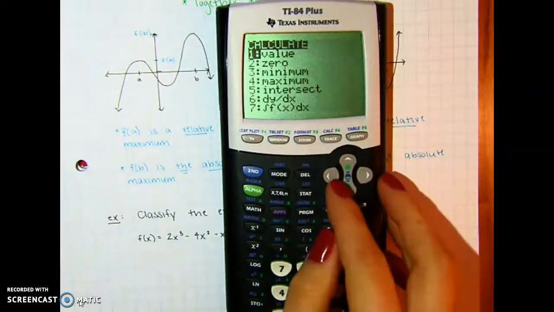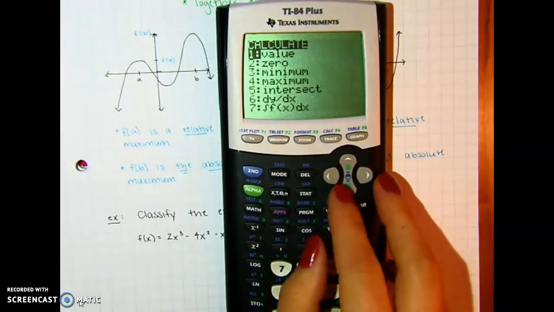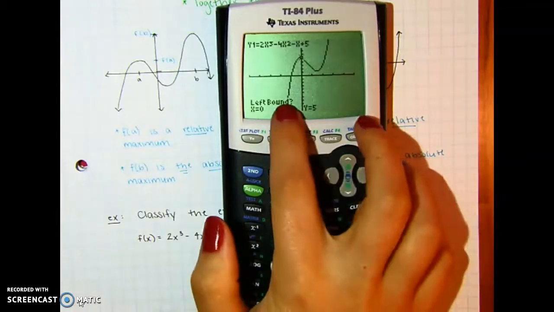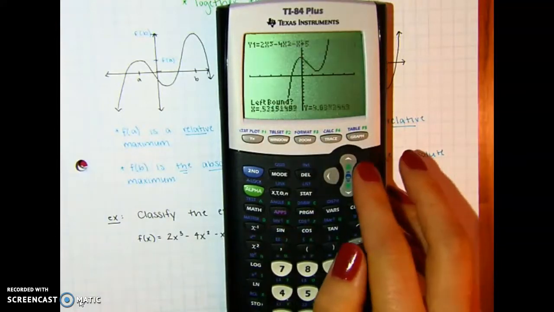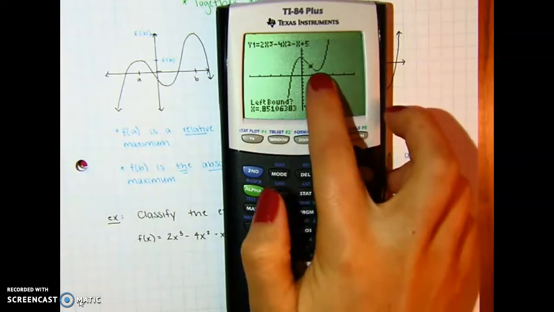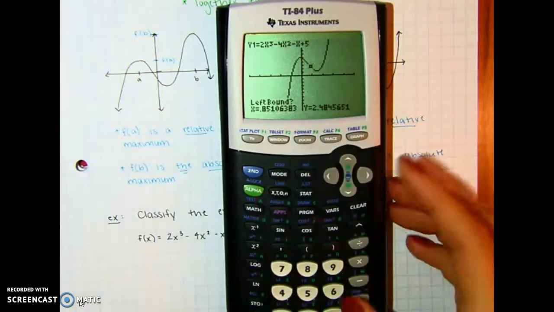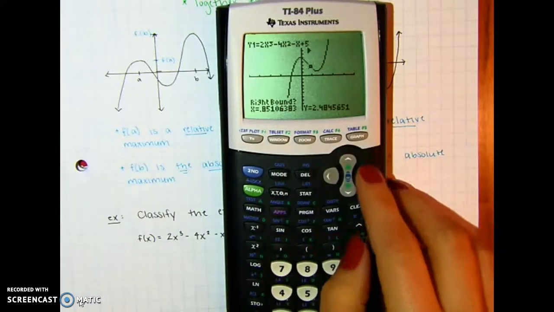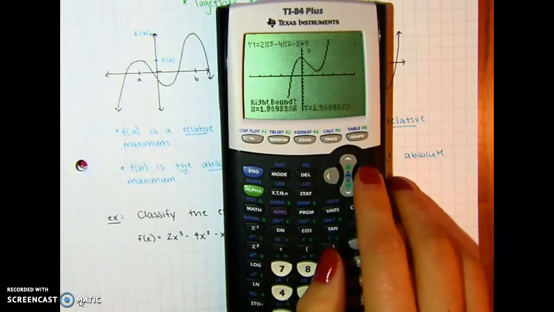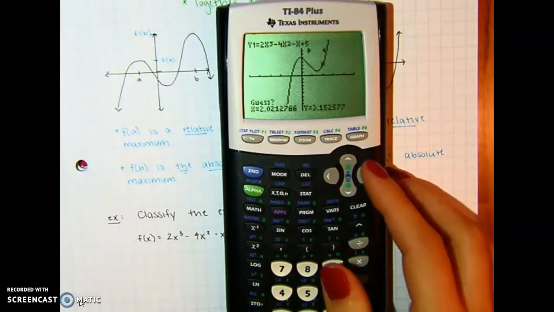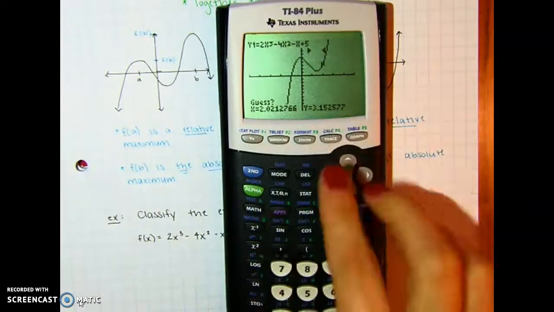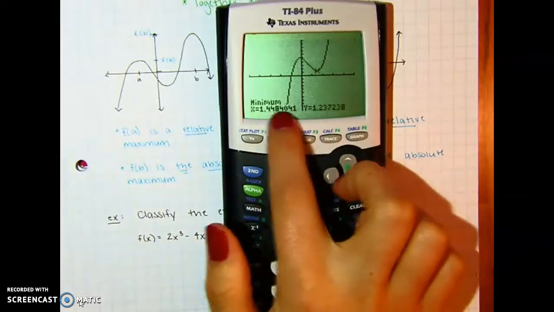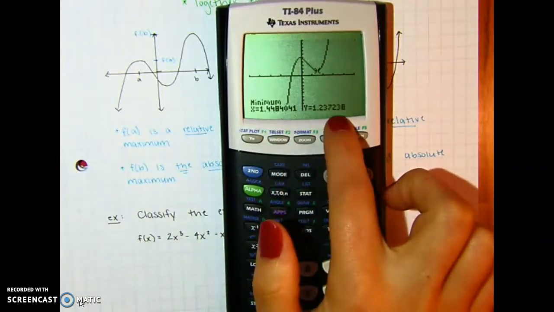So decide which one you want to do first. Let's do the minimum first. Now, it says left bound, so I need to go a little bit to the left of my minimum, right? So here's my minimum, I'm a little to the left, I hit enter. Now it says right bound, so I'm going to go a little to the right and hit enter. That's the estimate. It's weird. You need to hit enter again, and bam, there's my minimum and my maximum.